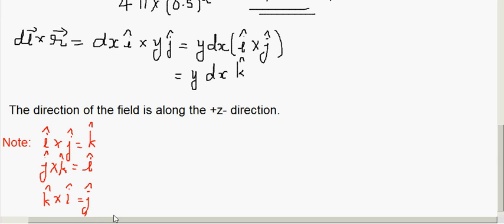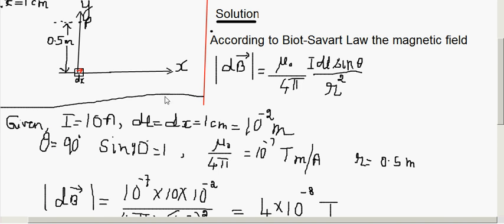Whenever we want to find out the direction of the magnetic field, we can use this cross product dl cross r, so that time it will be useful. Now in this problem the direction is along the positive z direction, and the magnitude of this field is very small, 4 into 10 to the power minus 8. dB is 4 into 10 to the power minus 8 Tesla along plus z direction.